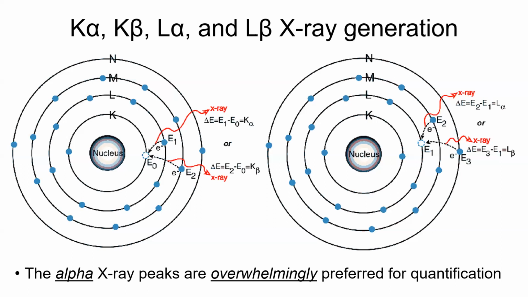Same idea holds for L alpha and L beta, except now I'm ionizing the L shell. So I ionize the L shell, I get a transition from M to L to fill in the empty state, and I get out an L alpha X-ray, or I could go from the N to the L, and now I have an L beta X-ray.